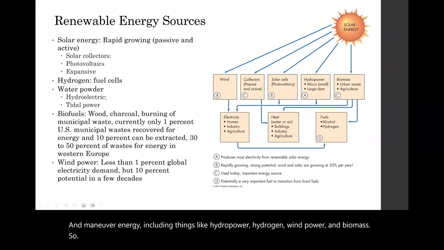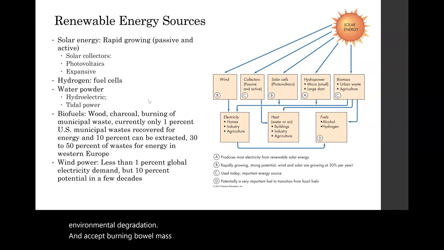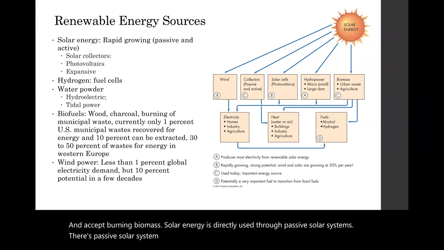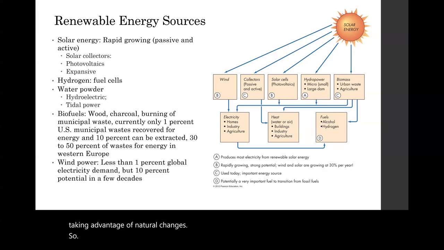Renewable energy is non-exhaustible, of course, and is always associated with minimum environmental degradation, except for burning biomass. Solar energy is directly used through passive solar systems. A passive solar system involves design that enhances absorption of solar energy and takes advantage of natural changes. Then there's active solar energy. Sometimes we have three things, the first one being solar collectors.